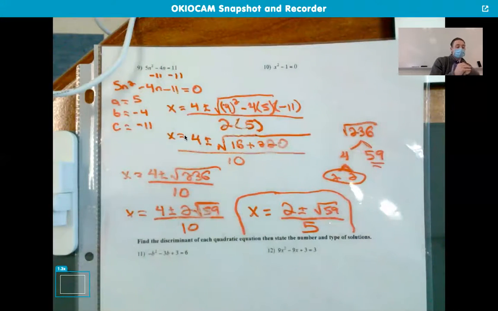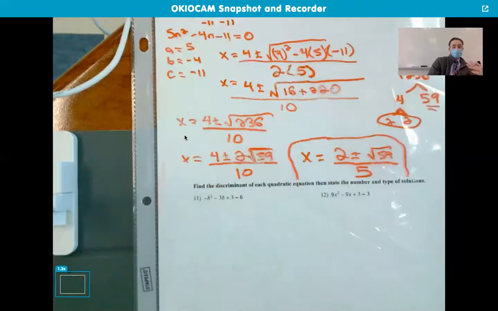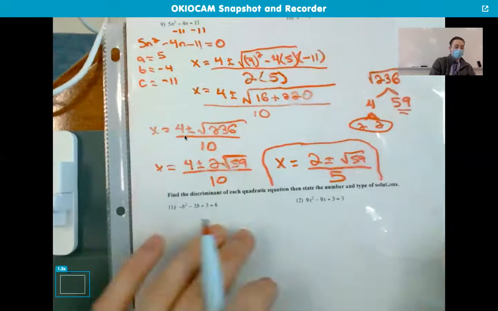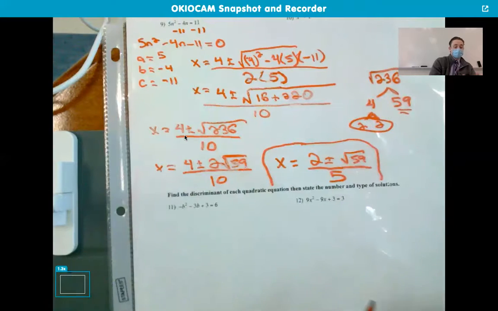Any questions about that example? Everybody's good? Okay. So that's quadratic formula, right? Make sure everything's set equal to 0, list your A, B, and C, plug it into that formula, simplify it through and solve, get it as simplified as you can. If you have a perfect square, great. If not, break down that square root and work from there.